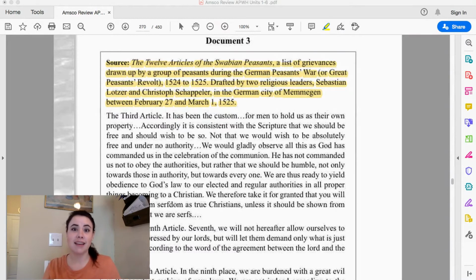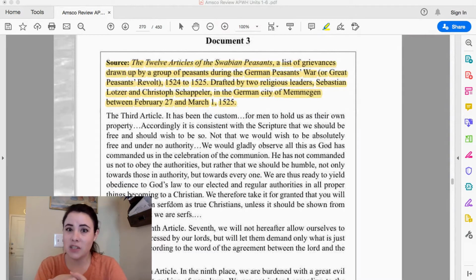What you should see highlighted now is some contextual information, the authors or creators, and then when and where this document was created. Remember, since that information is given to you, that is not enough to get a hit point. You can't just restate that information and leave it. You have to actually explain how that information connects to and supports your thesis.